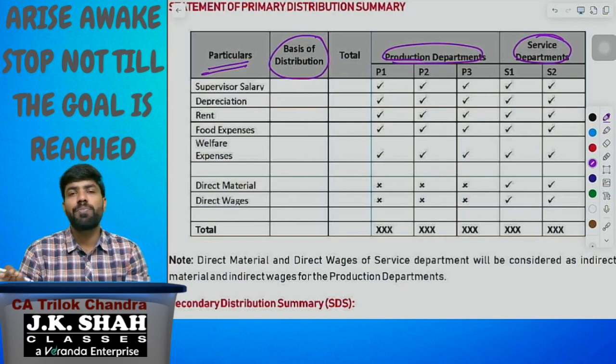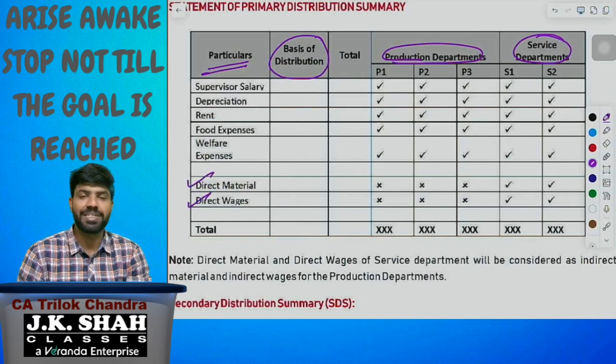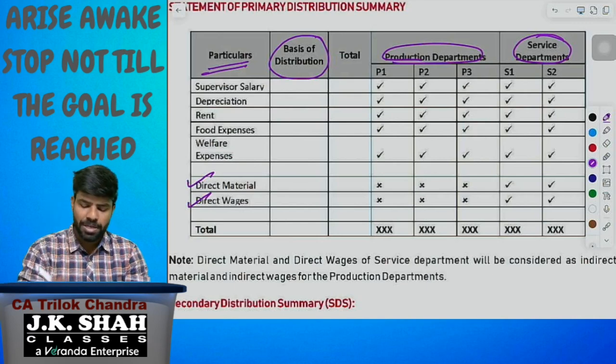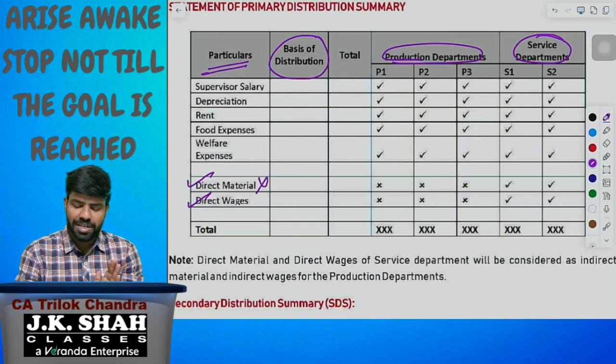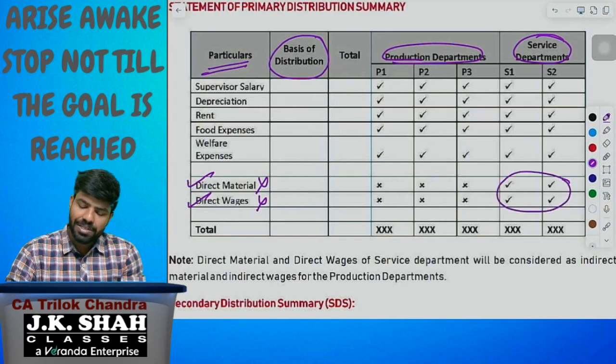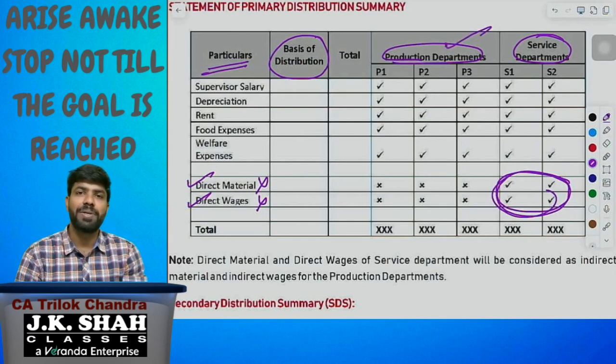One of the very important points is, here it is, direct material, direct wages. We all know that here the main discussion is apportioning the overheads. When I say overheads, indirect material, indirect labor, indirect expenses. So we are in the assumption that we should not consider direct material, should not consider direct wages. But please understand, direct material, direct wages of service departments will be considered as indirect material, indirect wages for the production department.